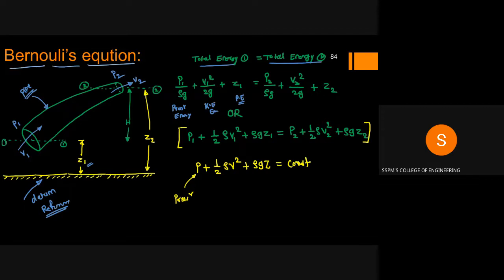If I multiply the equation by rho g, we get P1 plus 1 by 2 rho V1 square plus rho g Z1, equal to P2 plus 1 by 2 rho V2 square plus rho g Z2. So Bernoulli's equation says that the total energy, pressure, kinetic energy and potential energy, remains constant. You can remember this equation, and if you multiply by rho g you will get the second form. So this is about Bernoulli's equation.